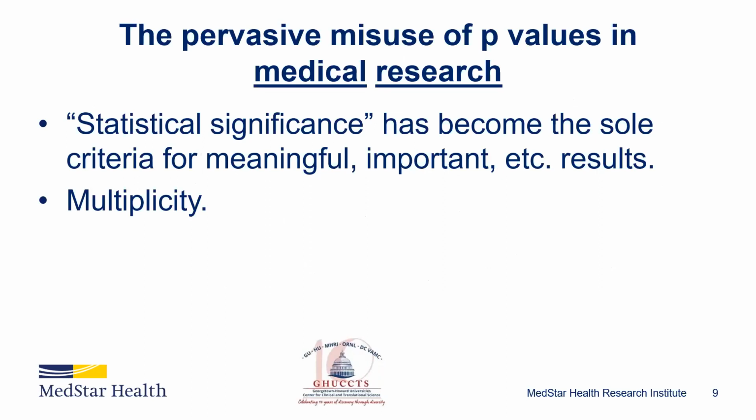My perception of statistical testing in medical research is that there's a fair amount of misuse of p-values. One is that in a lot of articles, statistical significance, that is, whether a finding or result gets a p-value less than 0.05, has become the primary or even the only criterion for meaningful or important results, which we'll see is not necessarily the case.